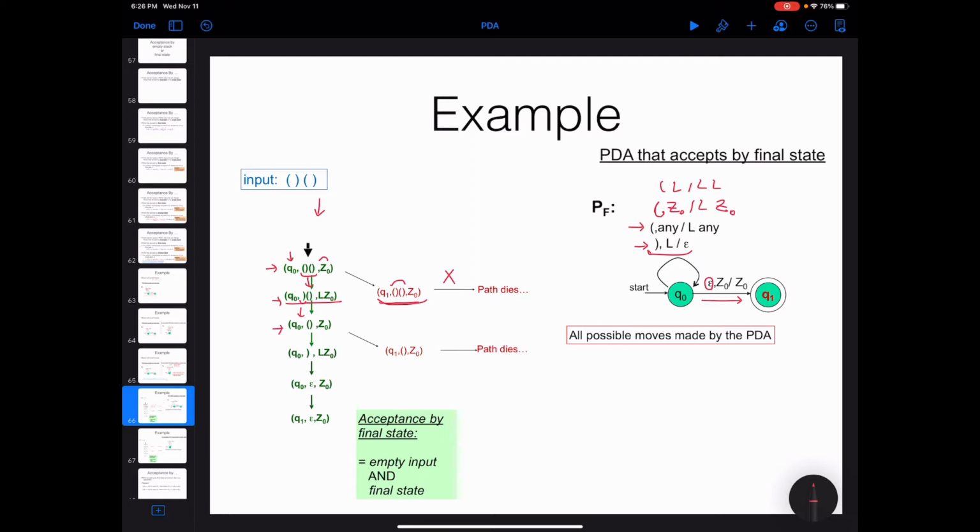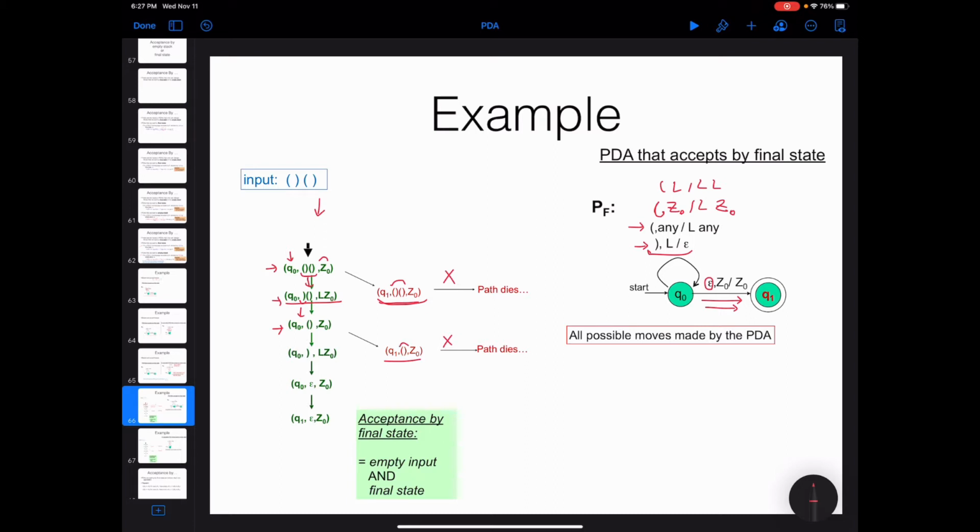In this situation, again, you can see that there is nothing in the stack except Z0. The top of the stack is Z0, which means that you can use this transition and go to Q1 without reading anything from the input. And it is clear that this is going to die again. This is going to crash because there is no transition at Q1.